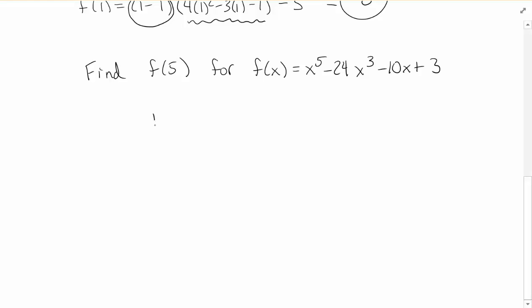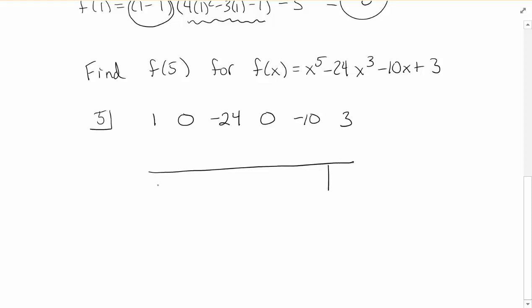So I have a 1x to the 5th. I do not have any x to the 4th, so I've got to put a 0 placeholder there. I have a minus 24x cubed. I don't have any x squared, so again, 0 placeholder, minus 10x, and a plus 3. And then I want to find f of 5, so 5 is going to be what goes up in the box. Drop down the 1.